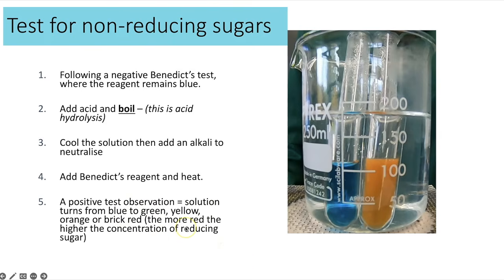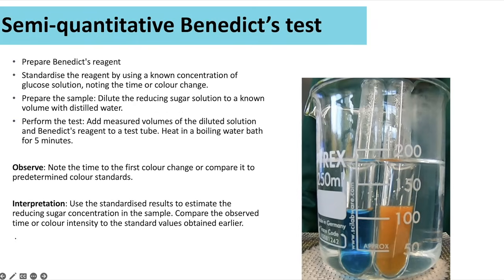because if you're testing and you do have a reducing sugar, because you've hydrolysed that disaccharide into monosaccharides, you've doubled the concentration of sugars present, so it should go brick red.